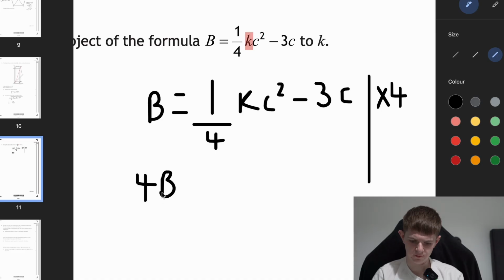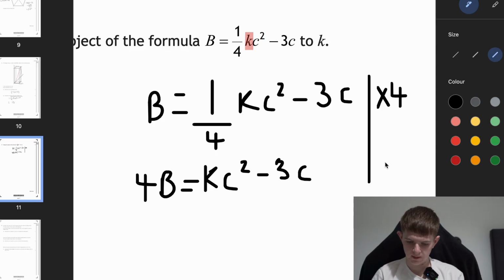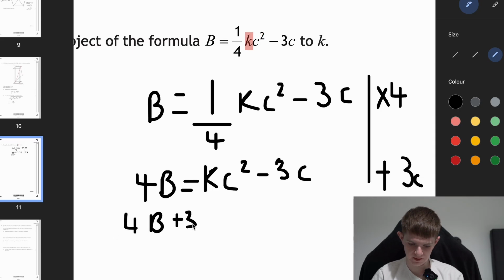So I'm going to be left with 4B equals KC squared, I should say, take away 3C. I'm then going to add on the 3C to get rid of that. Add 3C, we'll be left with 4B add 3C, which equals KC squared.